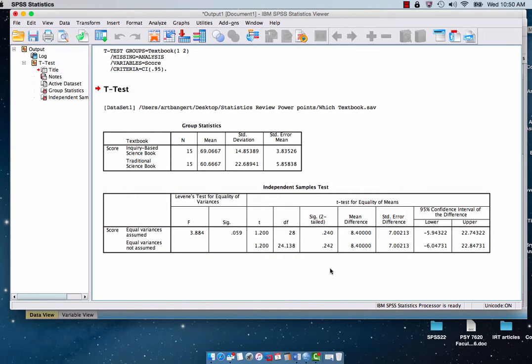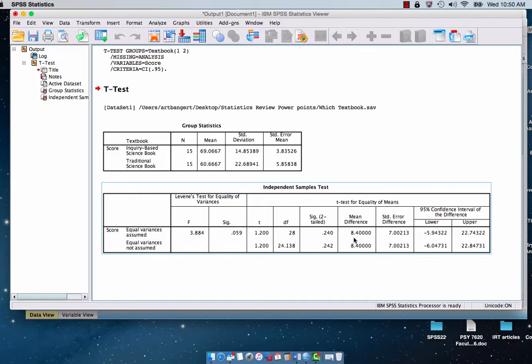Even if we were looking at a one-tailed test, where we would say up front that the students in the inquiry-based science textbook would perform significantly better than those using the traditional textbook, it's still not significant. We would divide this by 2, and our probability would be 0.12.